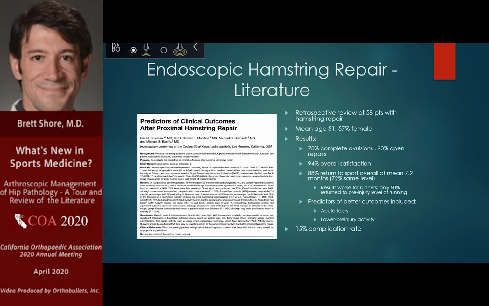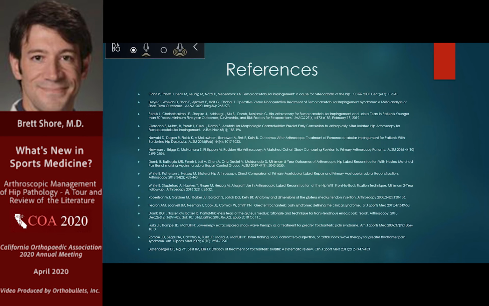But what was very interesting about their study was they found that runners did worse, both in terms of their overall patient satisfaction and in the percentage of runners who returned to their pre-injury level of running. Additionally, they found a 15% complication rate, and that, much like the earlier study we referenced, acute tears tended to do better than chronic tears. And that is hip arthroscopy in a nutshell.